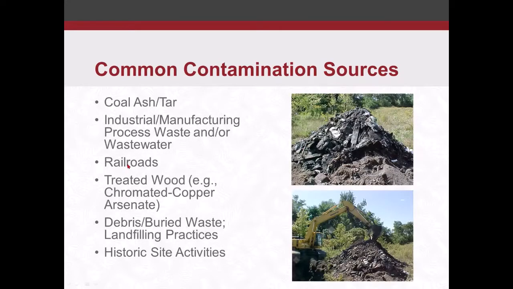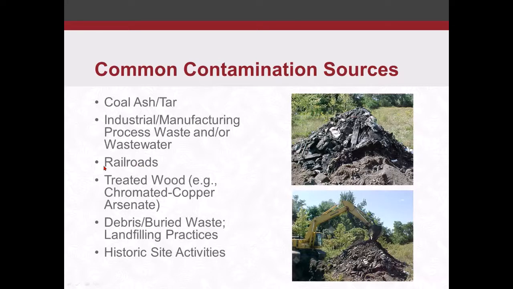Some more sources: coal ash, tar, your manufactured gas plants. You see a lot of those cleanups going on, so some coal tars and things like that might be a concern there. Industrial manufacturing facilities have a lot of different operations that could contaminate the environment, but also process waste or wastewater. They manage a lot of process waste and wastewater, and if that's not managed properly or leaks out, it could cause a contaminated area.